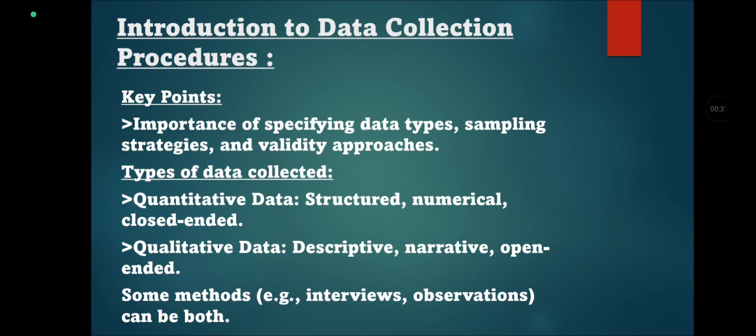In the introduction part of data collection procedures, there are some key points: the importance of specifying data types, sampling strategies, and validity approaches. There are some types of data that we collect, such as quantitative data and qualitative data. In quantitative data, there is also structured data, numerical data, and closed-ended data. In qualitative data, there is descriptive data, narrative data, and open-ended data. There are also some methods, such as interviews and observations, which can be both.